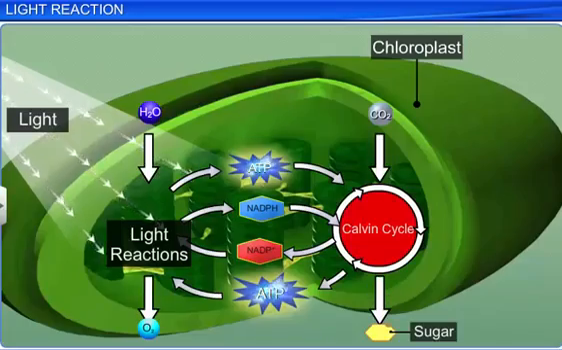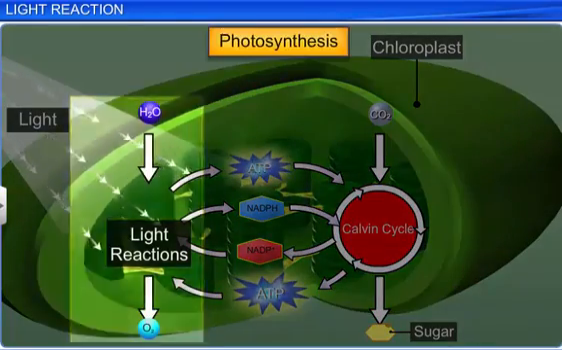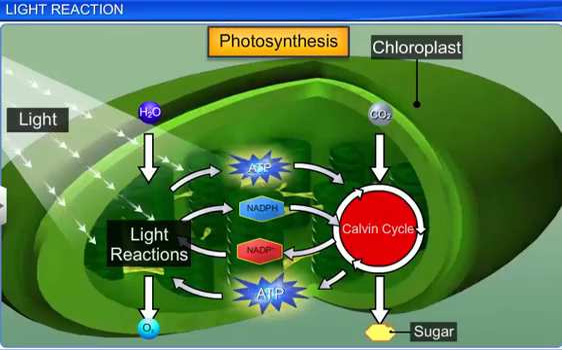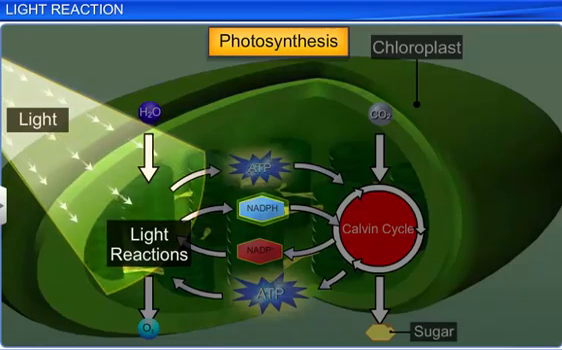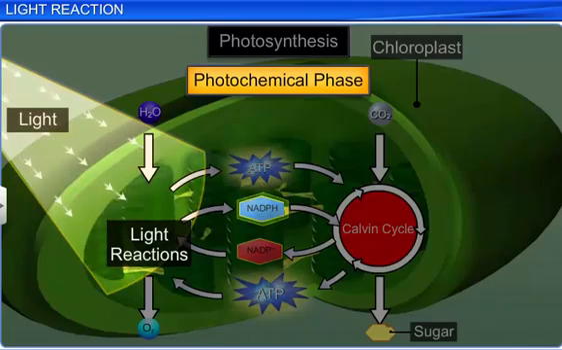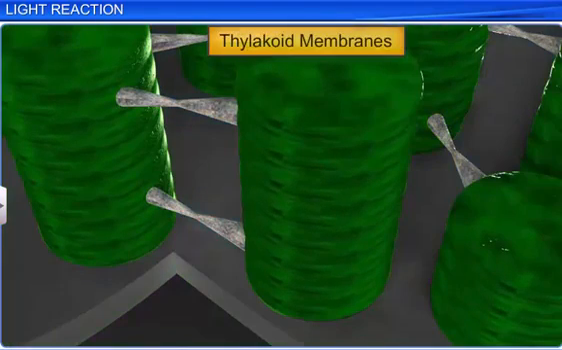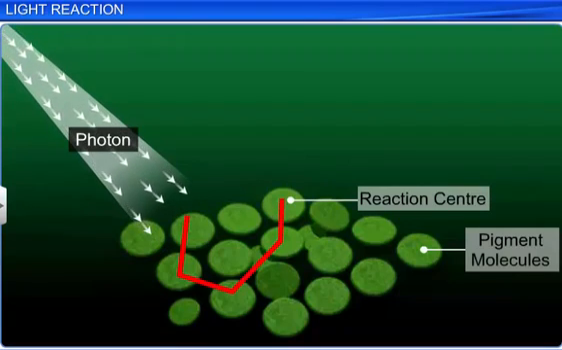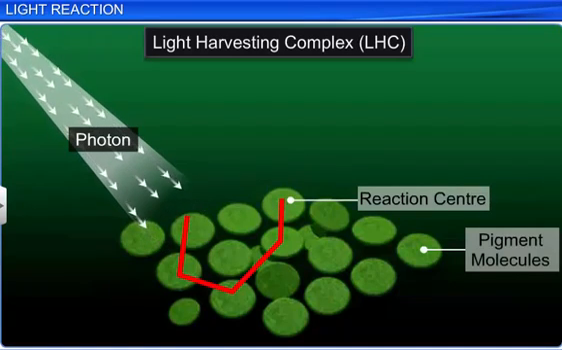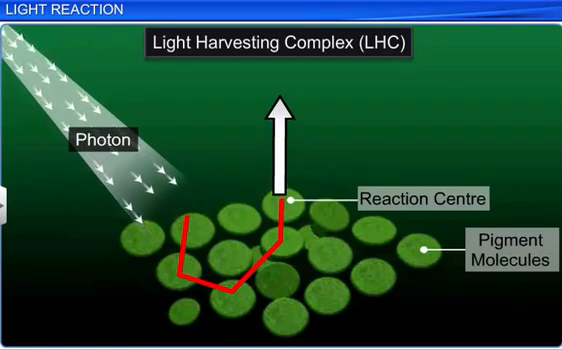Light reactions take place during the first stage of photosynthesis. During this stage, light energy is converted into chemical energy in the form of ATP and NADPH, and hence it is also called the photochemical phase. It takes place in the thylakoid membranes of the chloroplast and includes photosynthetic pigments arranged into two light harvesting complexes within photosystem 1 and photosystem 2.